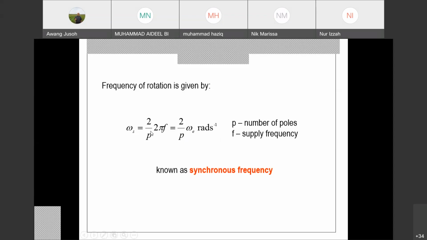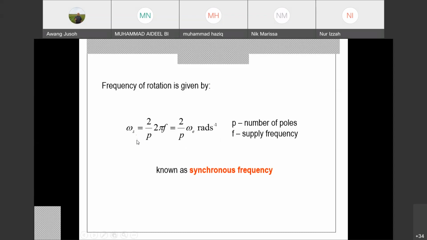That means we understand that we can change the speed of the motor by changing the frequency and also the number of poles. By changing frequency or the number of poles, we can have different synchronous speed or different rotor speed, because rotor speed equals 1 minus s multiplied by omega s. 1 minus s multiplied by omega s gives us the rotor speed.